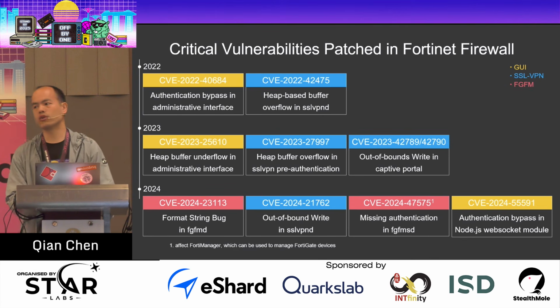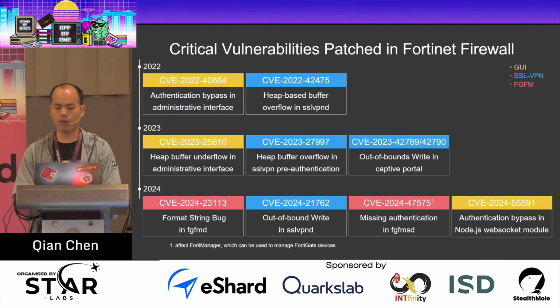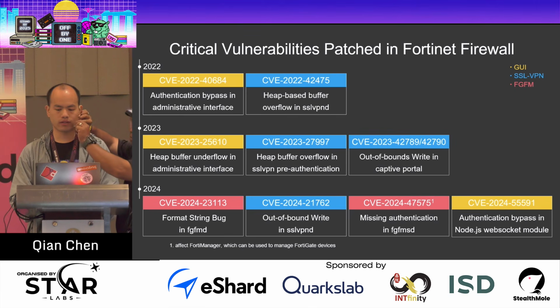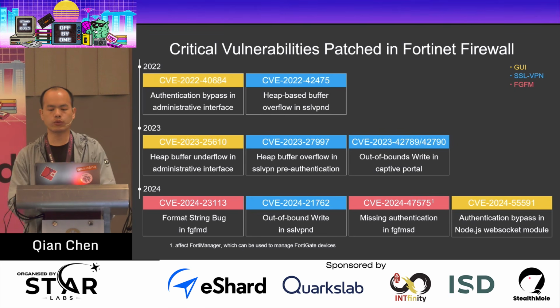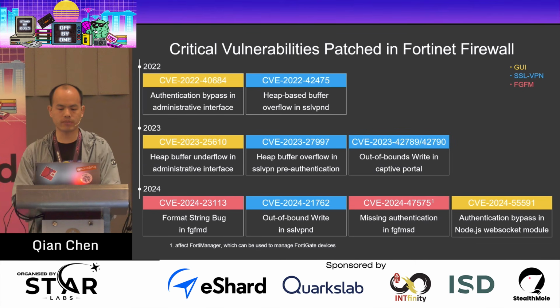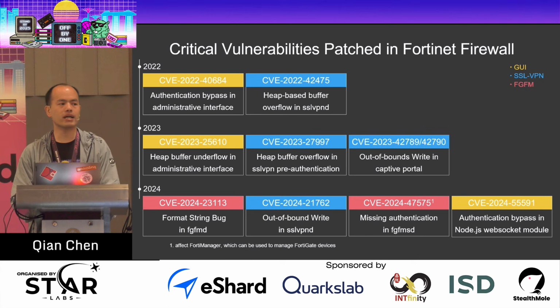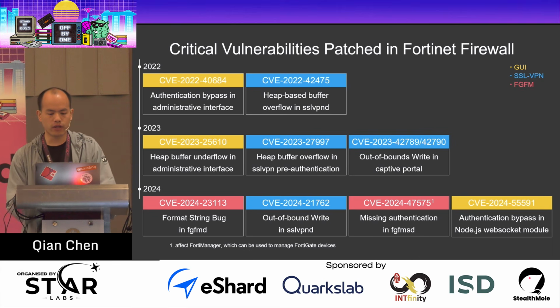The following are the critical vulnerabilities impacting the FortiGate firewall over the past 3 years. These vulnerabilities either lead to authentication bypass or remote code execution. The affected components span 3 parts: the administrative interface, the SSL VPN service, and the FGFM service. As you might expect, these are precisely the services that are typically exposed to external networks, making them prime targets for attackers.